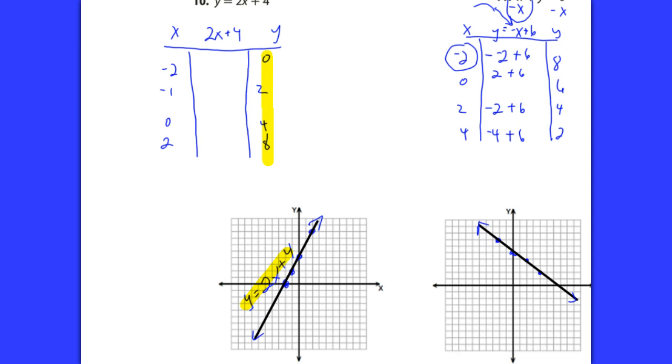All right, oh, and I forgot one thing. Do you know what I forgot to do? I forgot to write the equation on the line. This line represents y equals -x plus 6 right there. And there you have it.